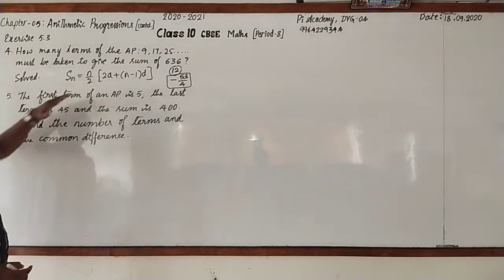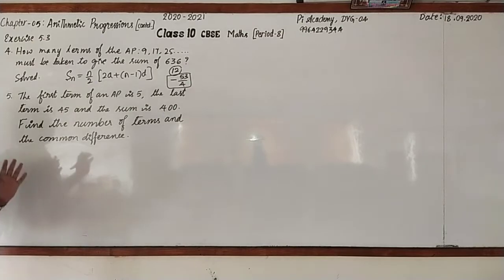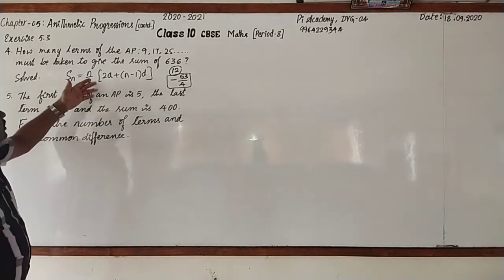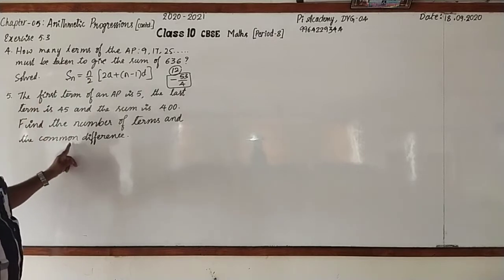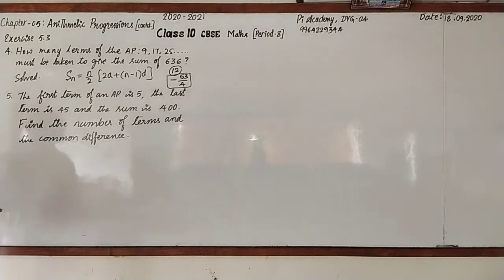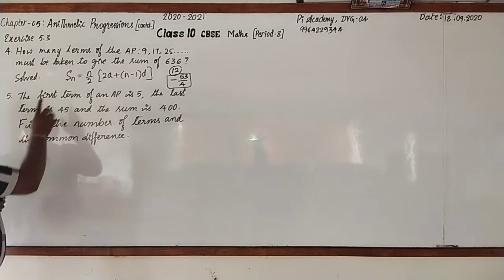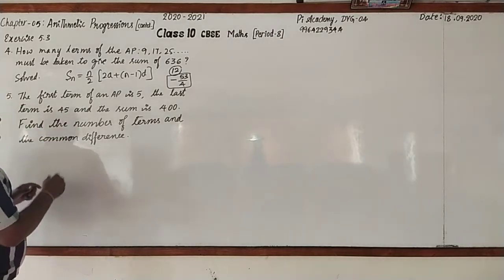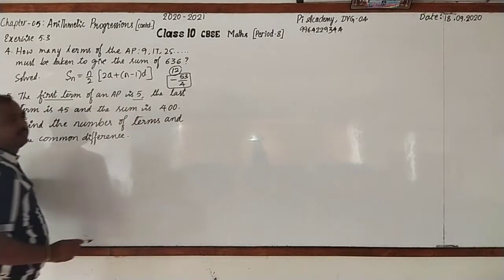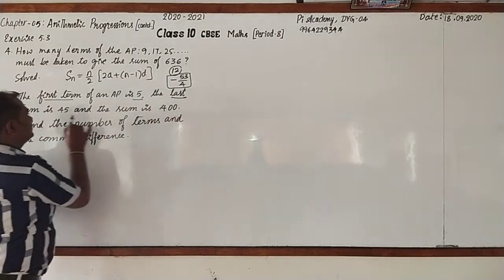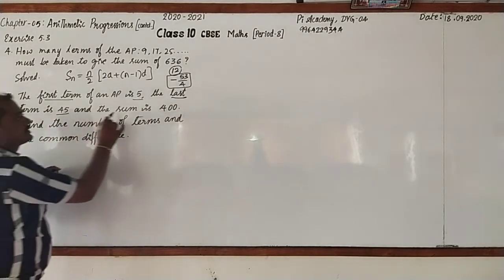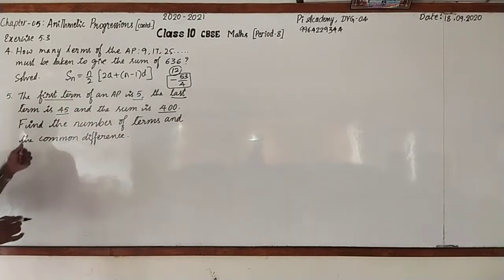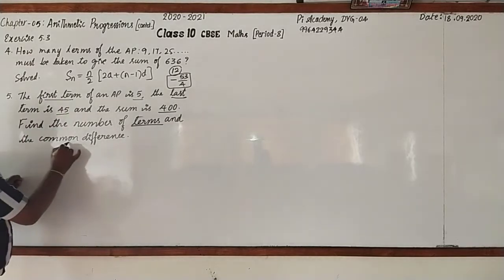After solving this, then you should copy the 5th one. So pausing the video, you solve this and write this. Now observe here, the 5th one. Once you go through the statement, this is also very simple as well as important. The first term of an AP is 5 and the last term is 45 and the sum is 400. If it is so, find the number of terms and the common difference.